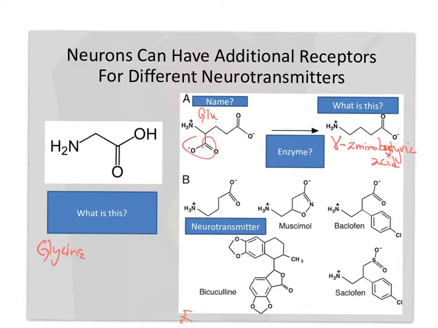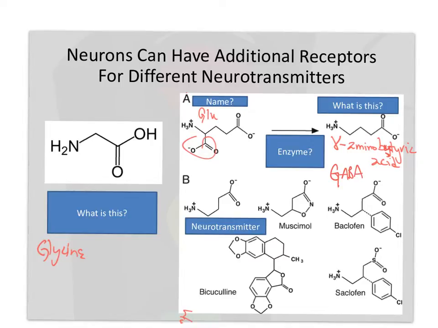BU, not Y. The second one's a Y. All right, for 4. Does anyone know what this is more commonly called? It's called by an acronym. GABA. Okay, so this is GABA. That's where GABA comes from.